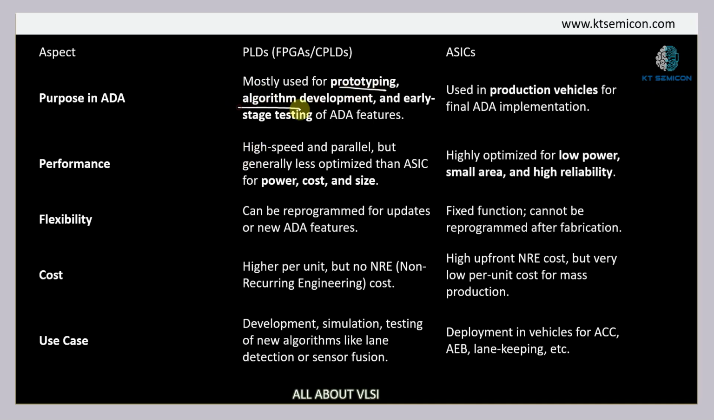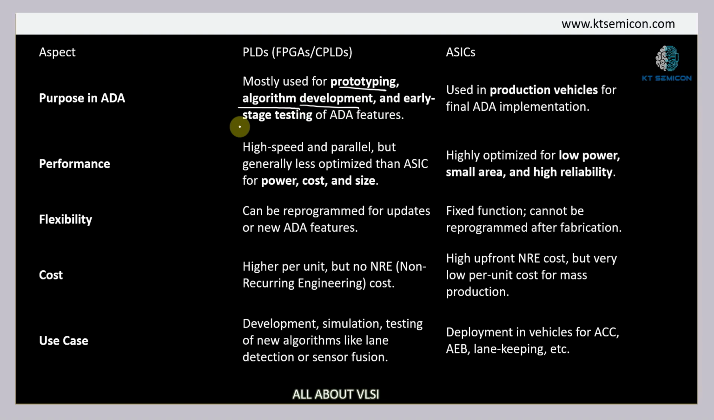As I've said, this can only be used for prototyping and algorithm development, because there are a lot of industry standards, a lot of testing, and a lot of requirements where our PLDs may lack. And coming to your ASICs, these are used in production vehicles for final ADAS implementation, whereas for prototyping, you can use your FPGAs.